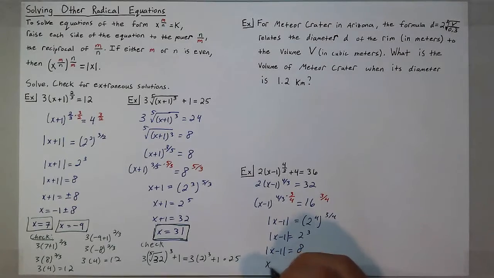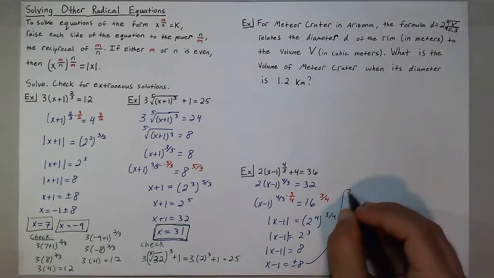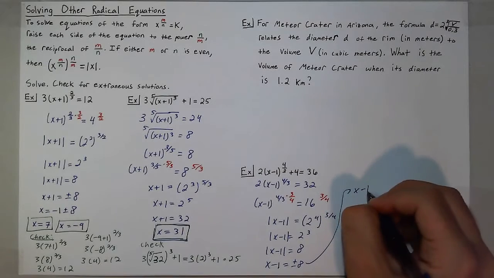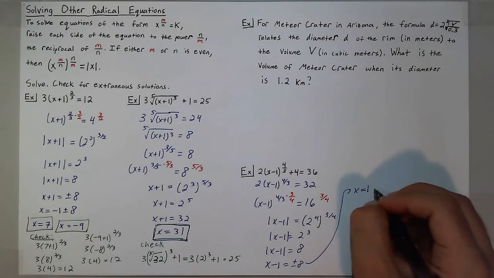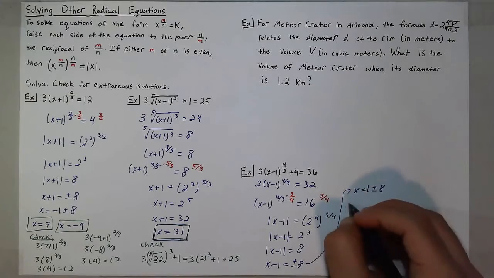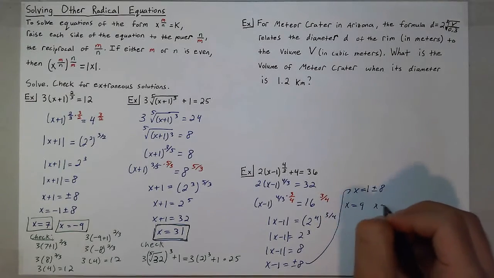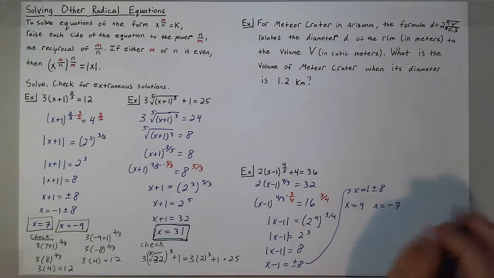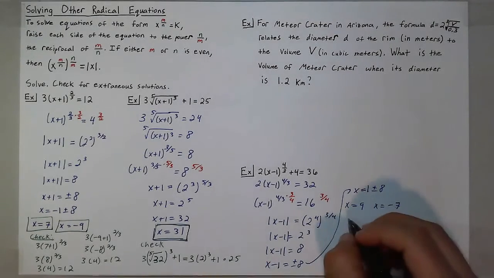So x minus 1 equals plus or minus 8. Add 1 to both sides, and you get x equals 1 plus or minus 8. So my two solutions are 9 or -7. So 1 plus 8 or 1 minus 8. I will go ahead and check both of these.